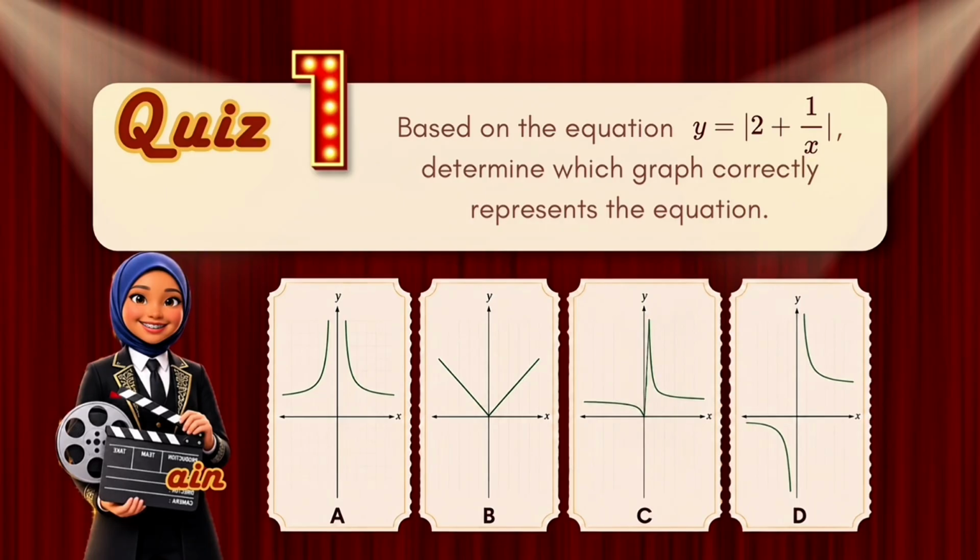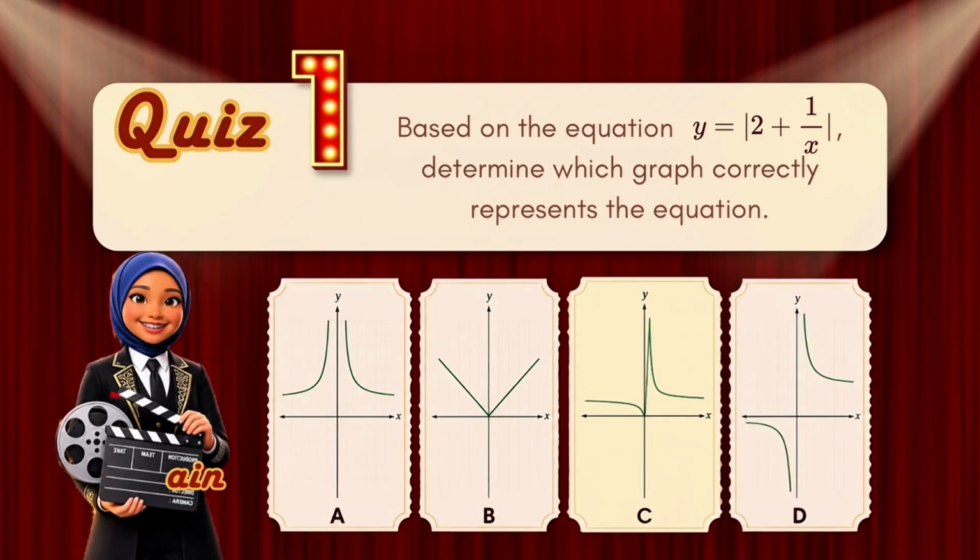Okay, next, students have to answer based on the equation y equals modulus of 2 plus 1 over x. Determine which graph correctly represents the equation. Same as the first question, students have to choose the correct graph based on the equation from A, B, C and D.